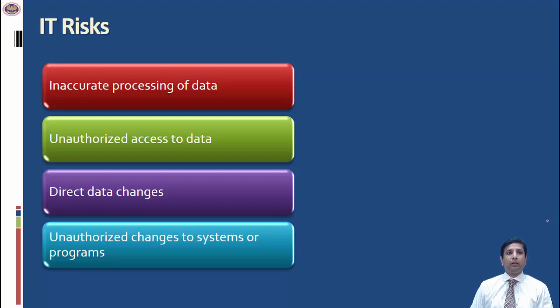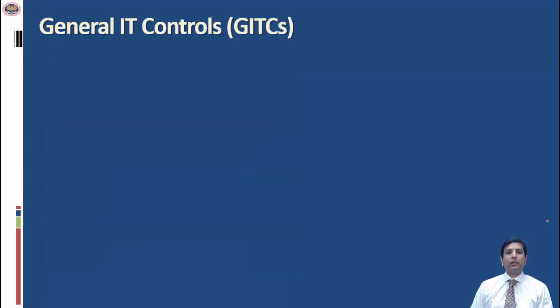So, what should be done to protect data or systems from these risks? Certain controls need to be implemented. What are those controls? These controls are typically the General Information Technology Controls, or GITCs as we call them. They are also known as ITGCs or General Computer Controls.